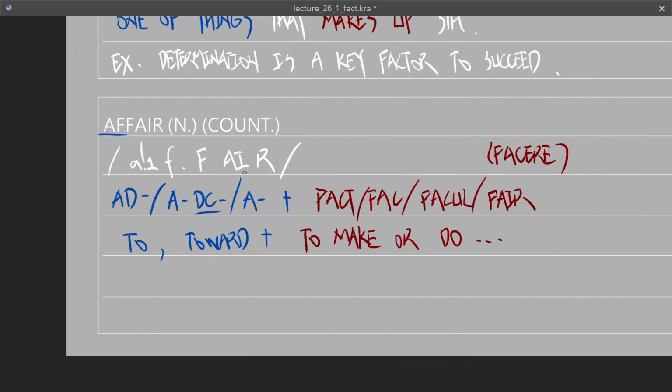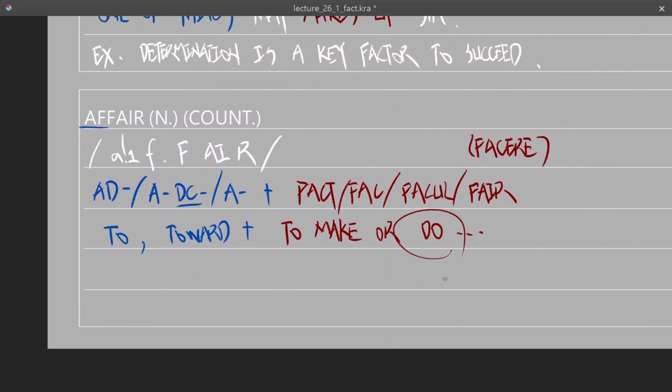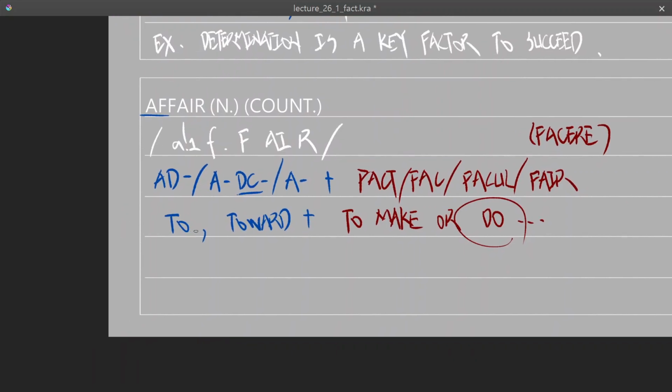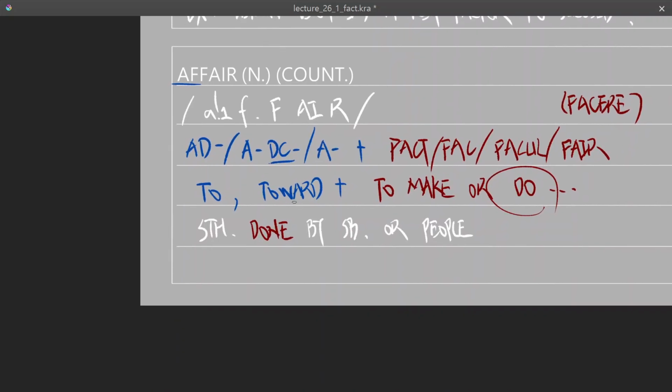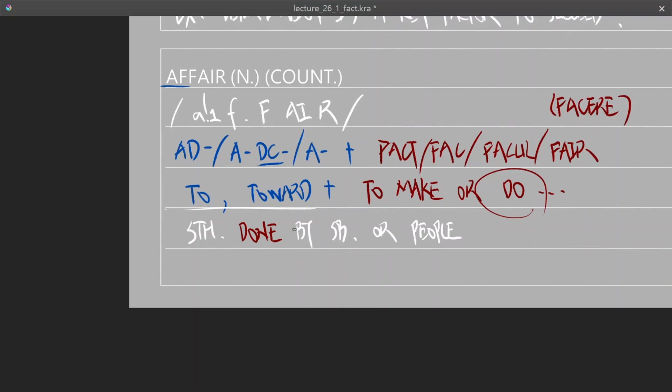So affair literally means what? It means something done by somebody or people. That's it. And the prefix meaning to and toward is already implicit in the interpretation, so you don't see the blue color in this interpretation of the word affair.